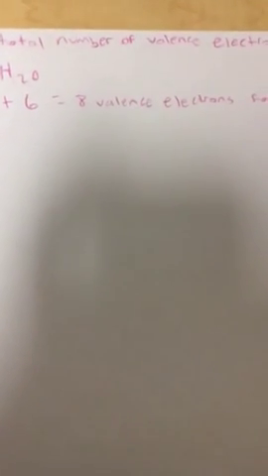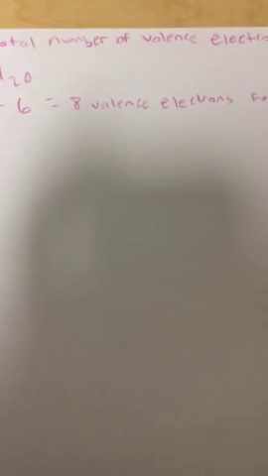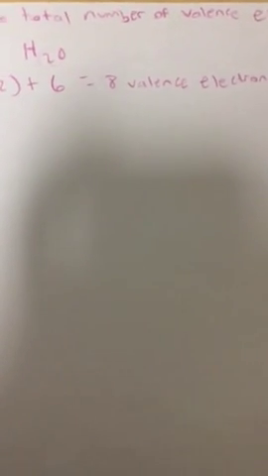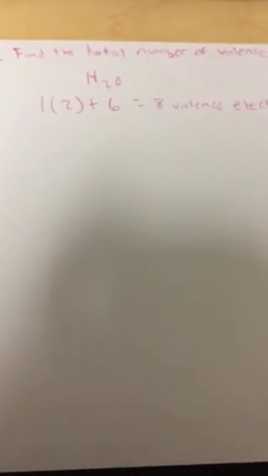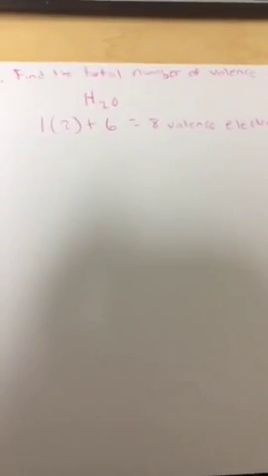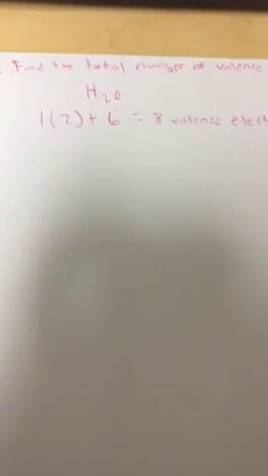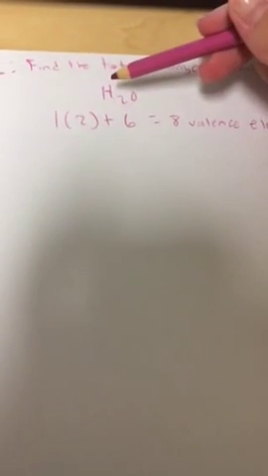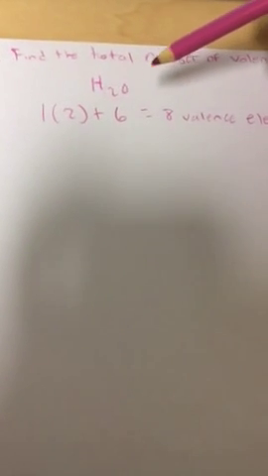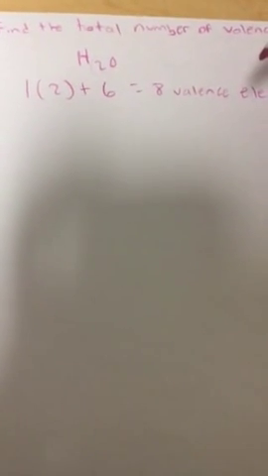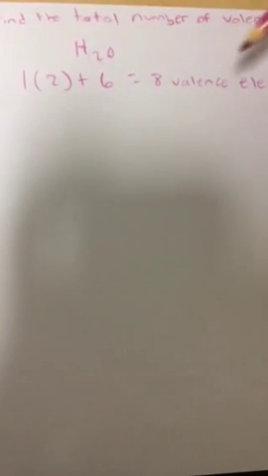We should also know that a valence electron is the outer shell that forms chemical bonds. So a quick overview. Step 1, we find the total number of valence electrons. So if we had H2O, hydrogen is in group 1, so there's 1 valence electron, but since the subscript says there's 2, we multiply it. And then we add the valence electrons of oxygen, which would be 6, because oxygen is in group 6, or 16. And that comes out to a total of 8 valence electrons for H2O.